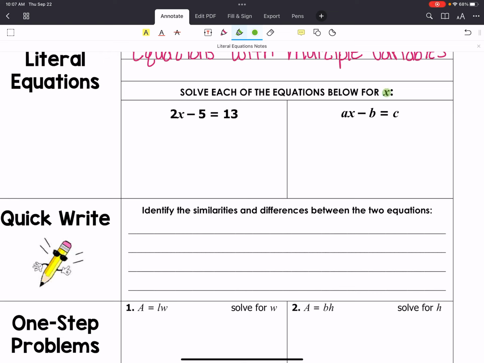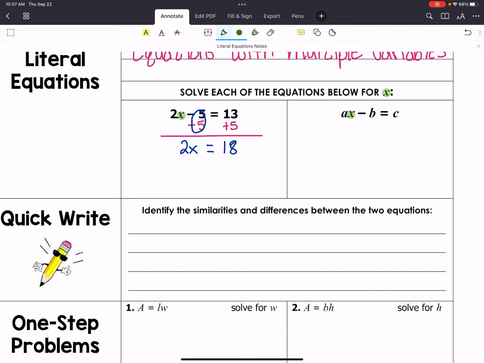So in each equation, we're solving for x. So for the first one, we have 2x minus 5 equals 13. And we know what to do with this. We want to isolate that variable by first adding the 5 to both sides of the equal sign. And then we're going to check that we've done the right thing. Negative 5 plus 5 is 0. That's what we want. We want just that 2x by itself. And 13 plus 5 is 18.